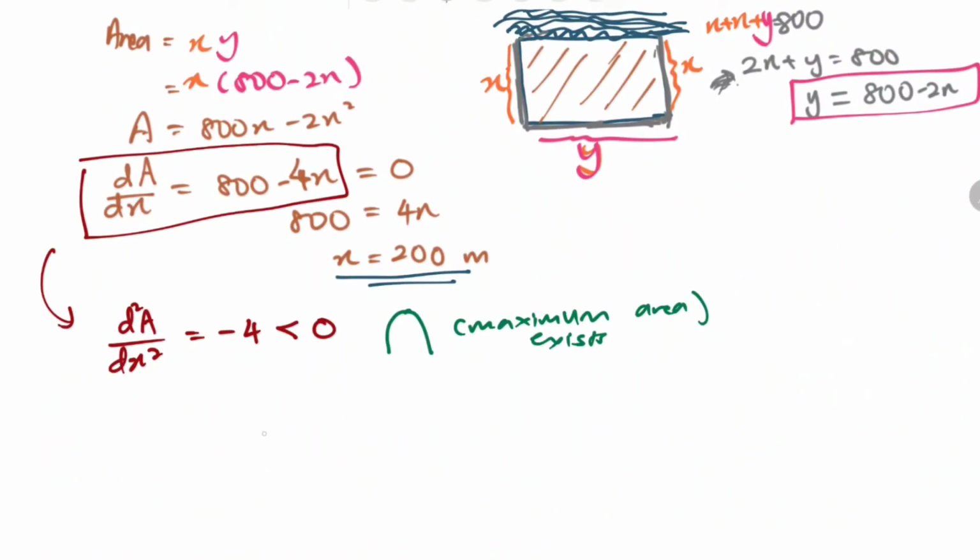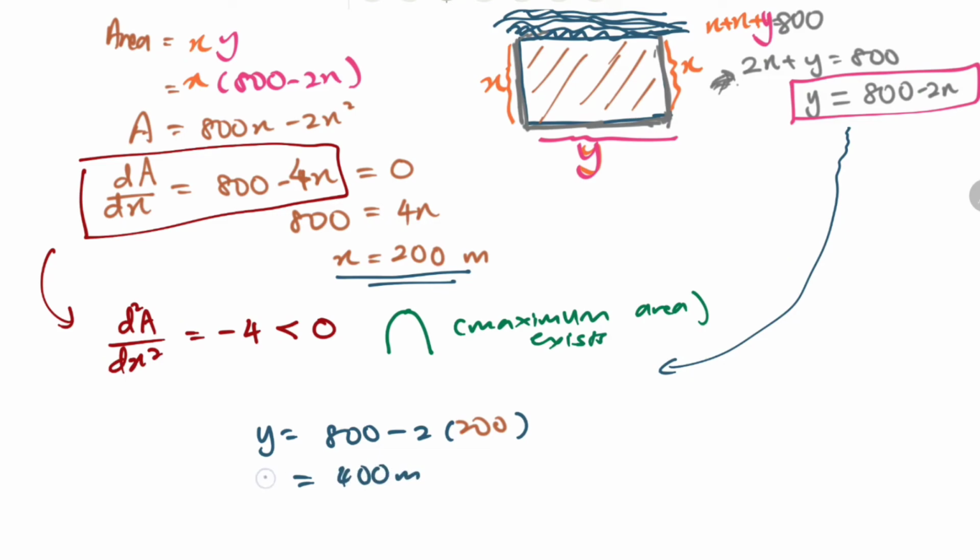So how to find the value of y? Just replace your x into this y equation. 800 minus 2 times 200 meters. And your answer is 400 meters for your y.